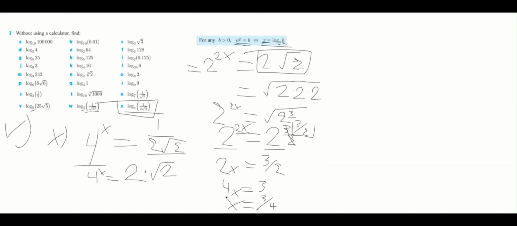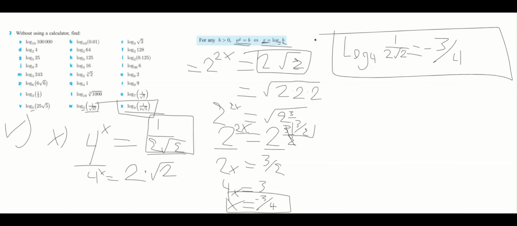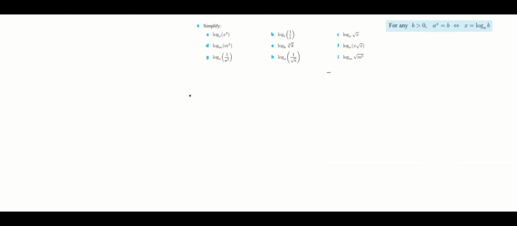It's a pain, but we did get there. And the only other thing is it is a negative because the equation is a reciprocal. So x equals negative 3 over 4. So we're going to say the answer would then be log base 4 of 1 over 2 root 2 equals negative 3 over 4. This is really messy, but the math does work here. Okay, so that's set 3 done. I just spaced it out so now we can have more space.